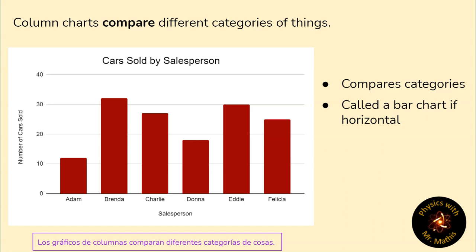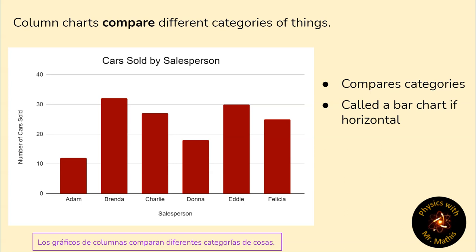Column charts compare things that are in different categories. It wouldn't make sense to draw a line chart for the cars sold by different salespeople because the line wouldn't tell you anything. Each salesperson is selling different cars. So in this case, by using a column chart, it lets us compare how many cars each person sold.